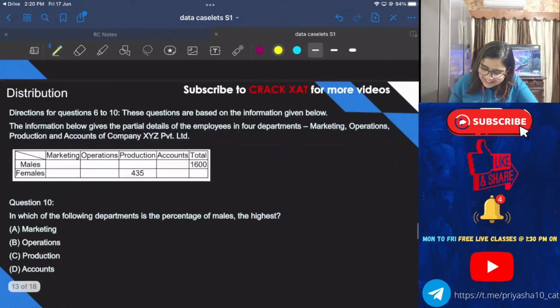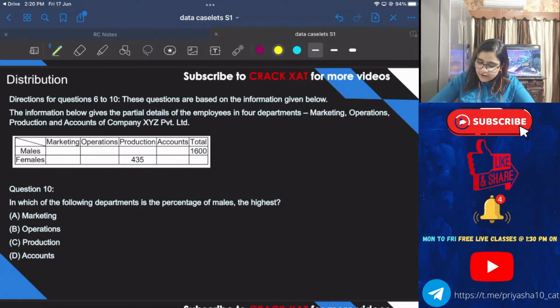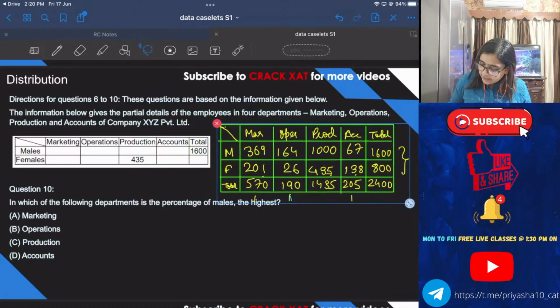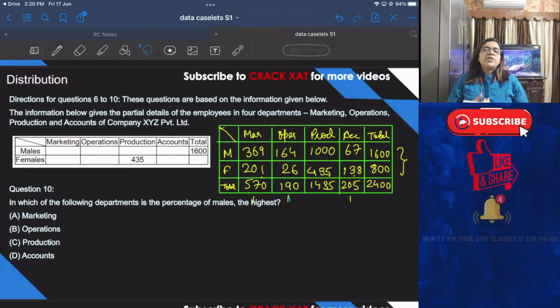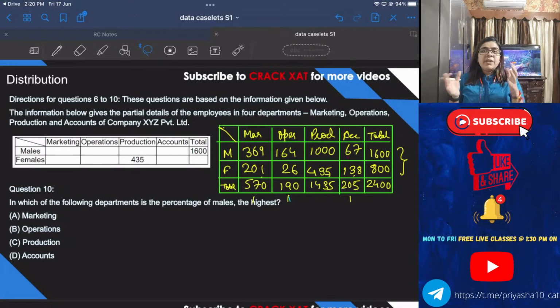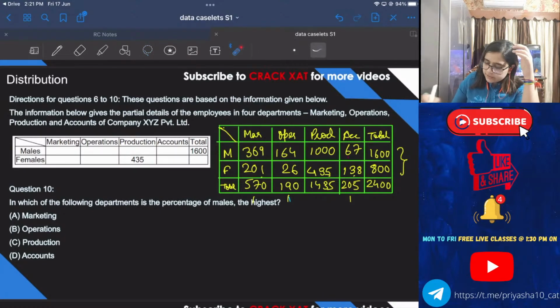Okay, the last question from this distribution. In which of the following departments is the percentage of males the highest? So you have to compare the percentage of males. For this, you might need a table. So here's the table for you people. Use the table, find out the percentage, and please use approximation. No one will calculate the exact percentages. This is a strict thing for you people. No one will calculate the real percentage. You have to just approximate your answer and find out which one is greater than 80%. Look at the numbers. Looking at the numbers, you will understand this question.